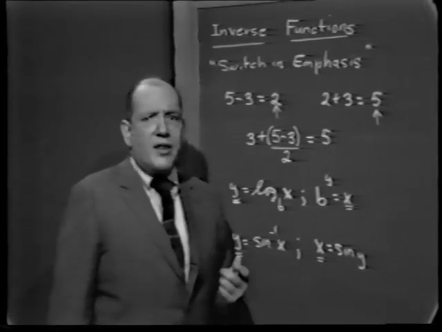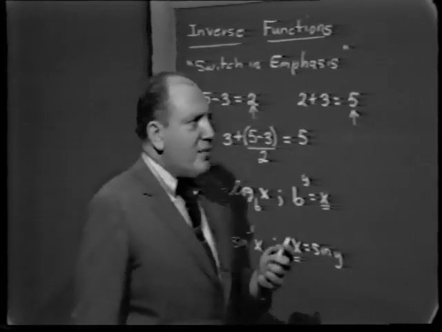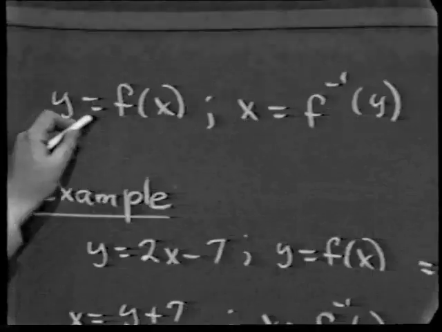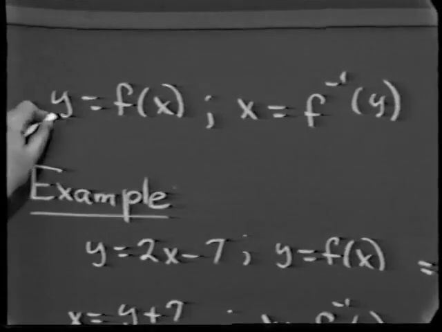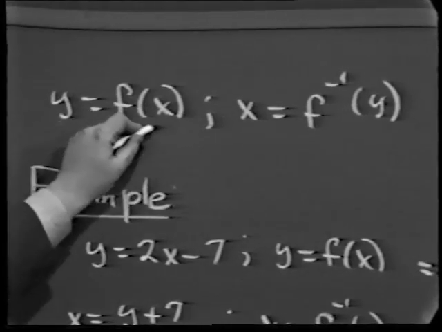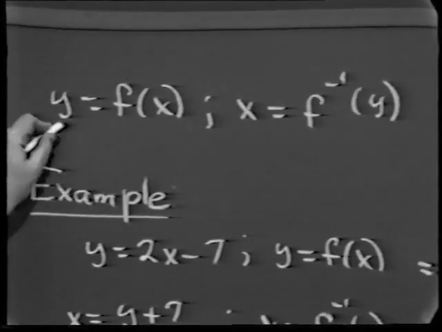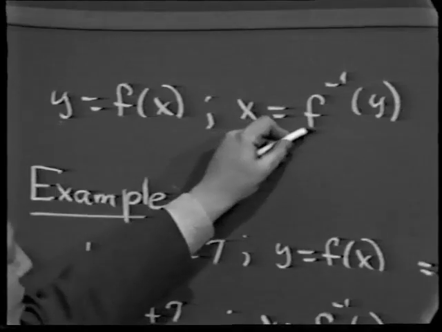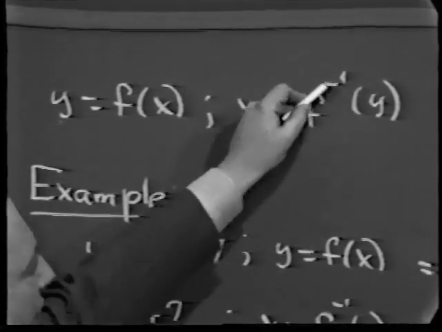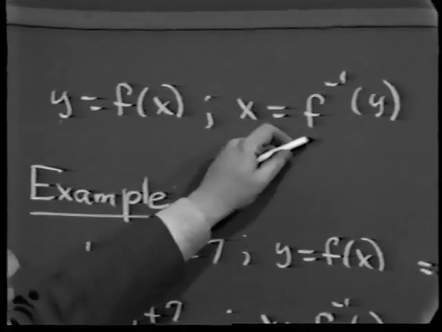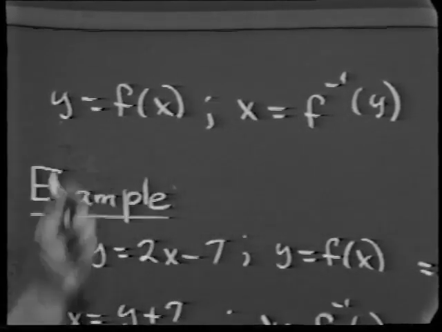To generalize this result, what we're saying is simply this. If y equals f of x, where y is being emphasized, the dependent variable, if we wish to switch the emphasis, then we write x equals f inverse of y. This is read f inverse of y, and it's the function which, in a sense, inverts the roles of x and y.